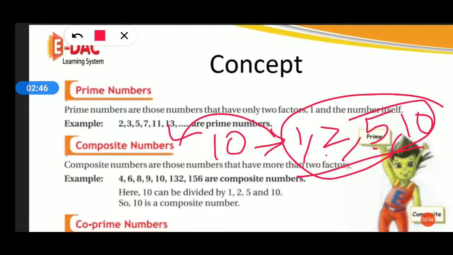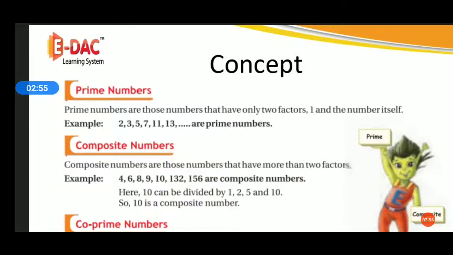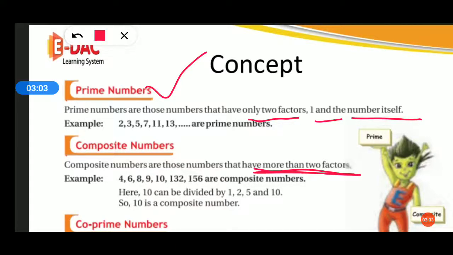Understood students? Next, we will see what is a co-prime number. A prime number should have only 2 factors, that is 1 and the number itself. You just see the difference. A composite number should have more than 2 factors. Here, for 10, I have said it is divisible by 1, 2, 5 and 10. So 10 is a composite number since it has more than 2 factors.